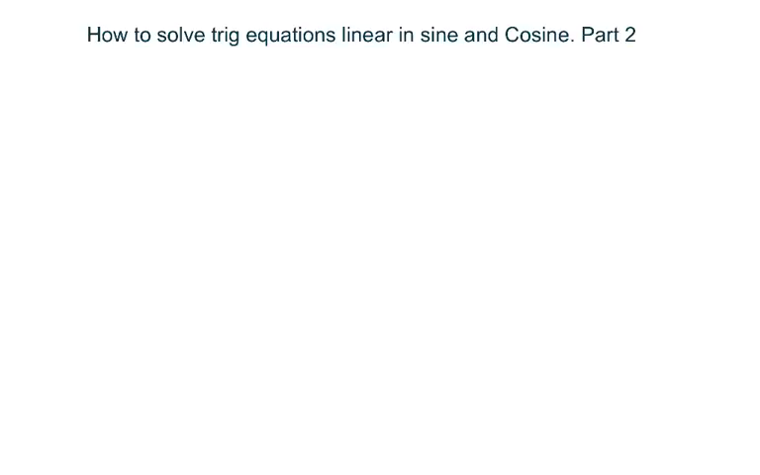Hi everyone, we're going to solve trig equations, linear in sine and cosine, and these are the more complicated ones. This is very similar to part 1, this is actually part 3, sorry. This is going to be part 3. So this is root 3 sine of theta plus cosine of theta equals 1.